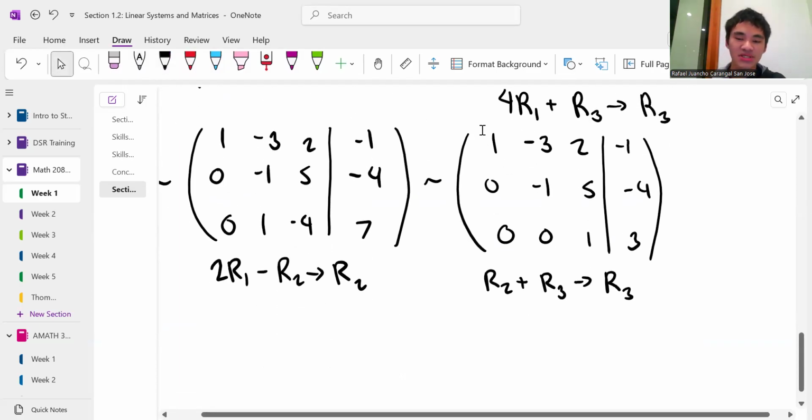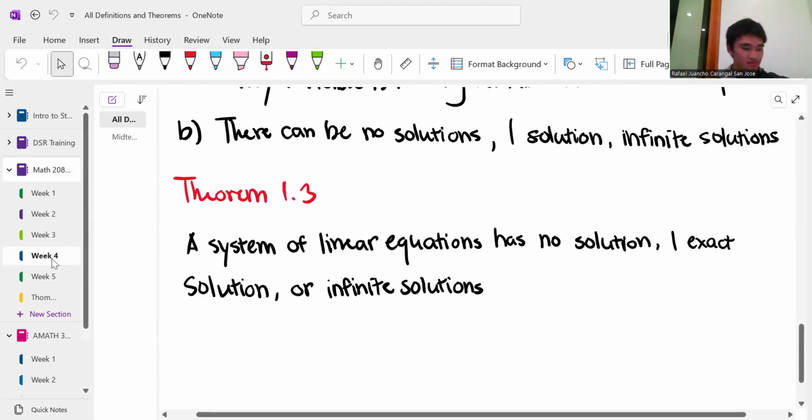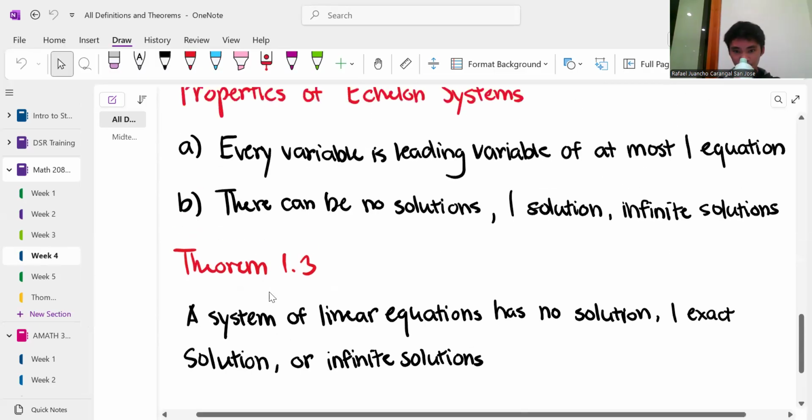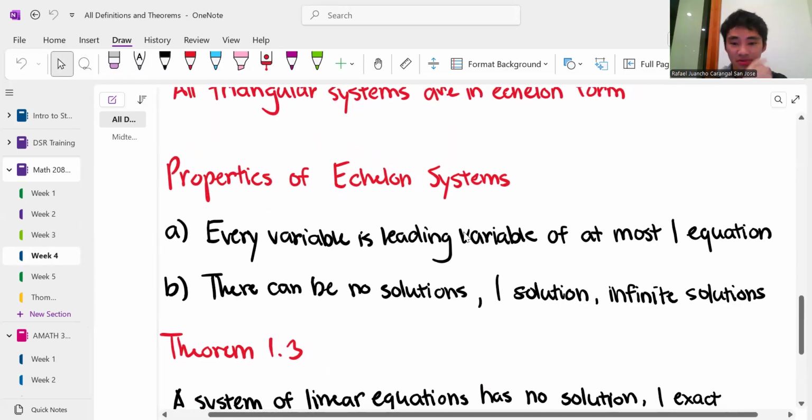How do I know? Properties again. We have a leading variable in each row, of at most one equation, right? So we know that's an echelon form. I hope that makes sense. The caveat of this property? Well, if we have a variable that's not a leading variable, that's okay, right? But the idea is if we have a leading variable, it has to be the leading variable of at most one equation. That's what makes it in echelon form.